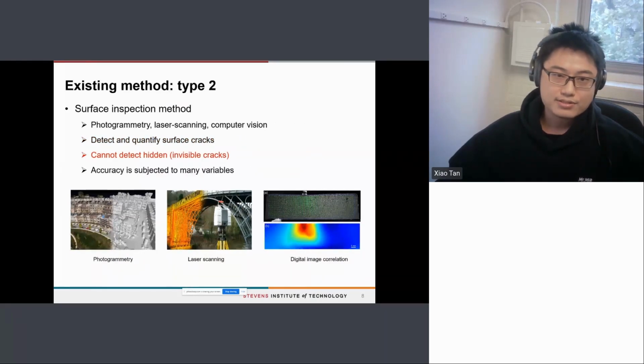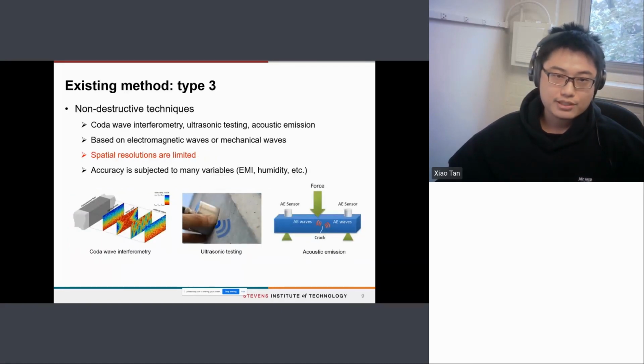The second type of methods is surface inspection methods, such as photogrammetry, laser scanning, and computer vision. However, this type of methods can only detect and quantify surface cracks, but cannot detect invisible cracks. Besides, the accuracy of these methods is subjected to many variables. Another type of methods is non-destructive technologies such as coda wave interferometry, ultrasonic testing, acoustic emission, which are based on the electromagnetic waves or mechanical waves. However, the spatial resolution of this type of methods is limited. Also, the accuracy is subject to many variables, such as EMI, humidity, and so on.